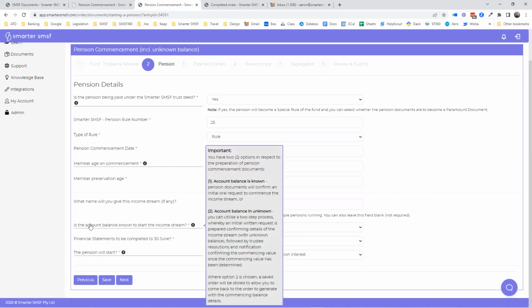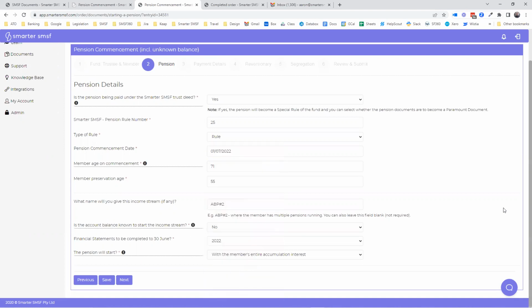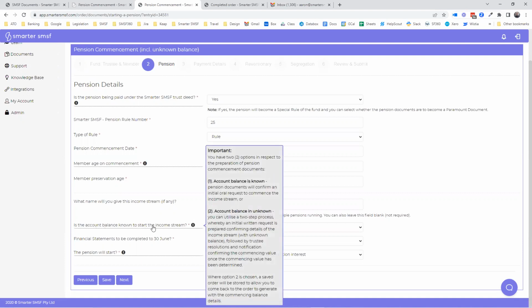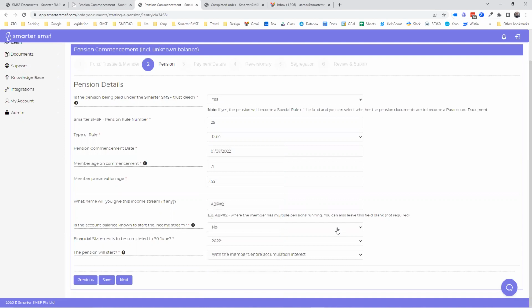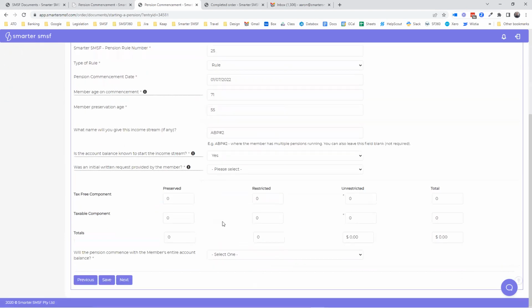So you can see in here, what we've done now is we've asked, is the account balance known at the start of the income stream? And you have these 2 options now to either go, yes, it is known. And what I can do from here is I can then go in and naturally fill out all the information. Now, importantly, being an account-based pension here, it will only allow us to actually populate the unrestricted non-preserved fields, as opposed to the preserved and restricted fields if we did have a transition to retirement income stream.